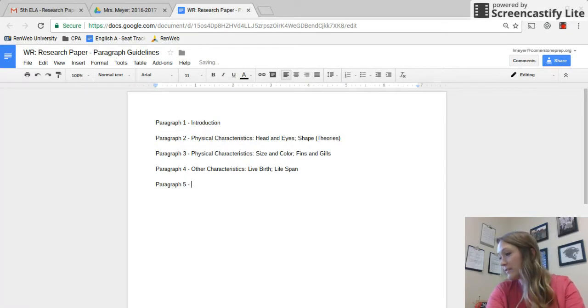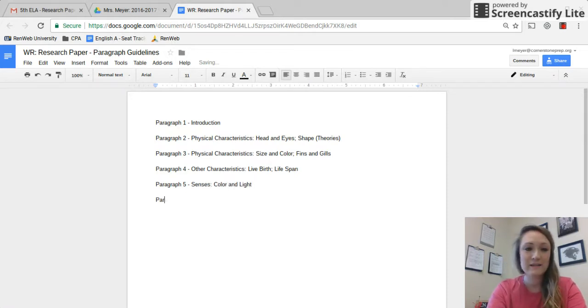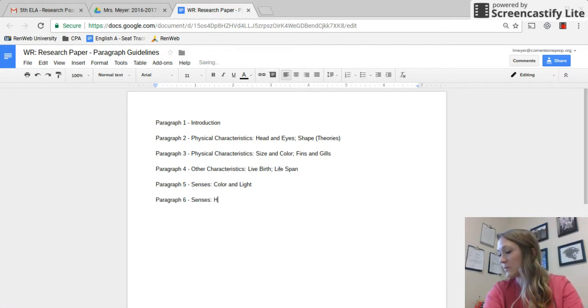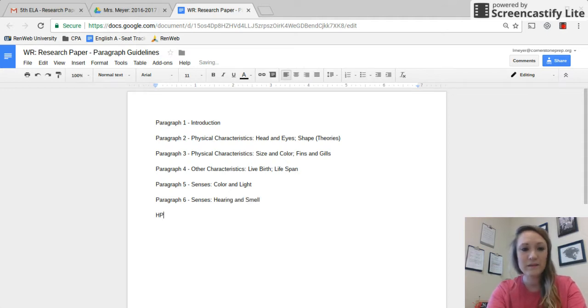Paragraph 5 is going to be all about senses, color and light. Paragraph 6 is about senses as well. This one is going to focus on hearing and smell. And then we have, sorry, my fingers aren't quite working yet this morning. Paragraph 7 is also going to focus on senses. This one is going to look at electrical fields and thermal changes.